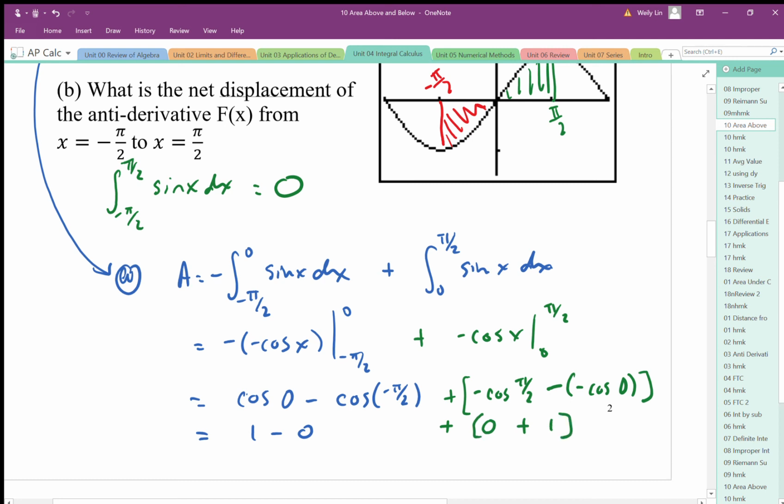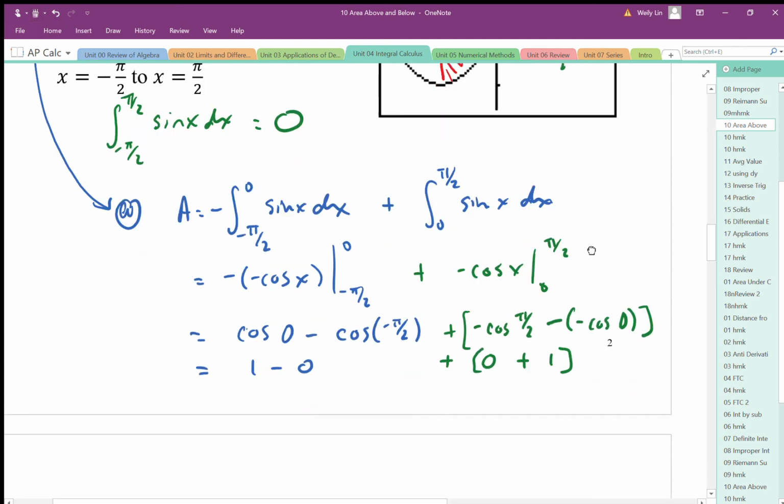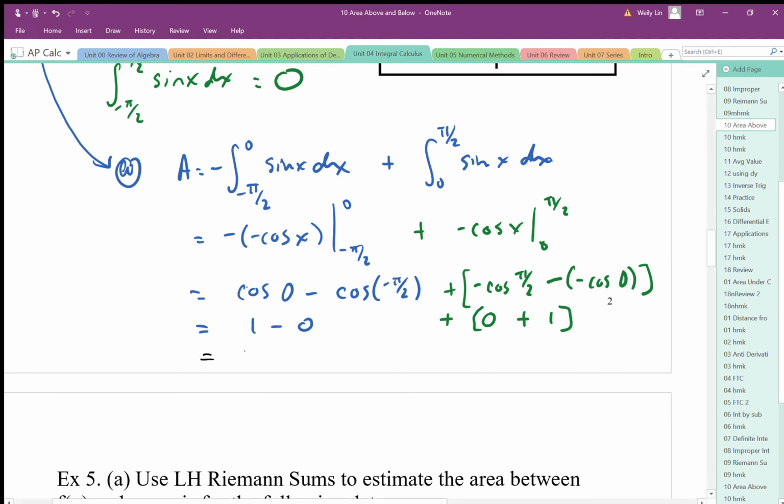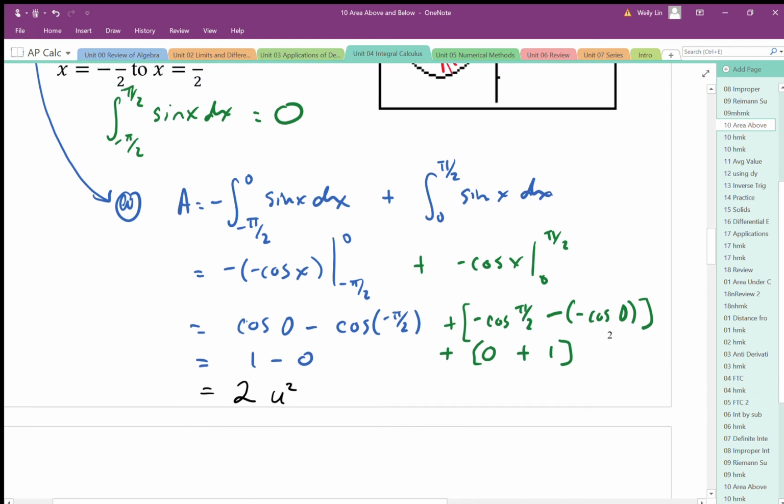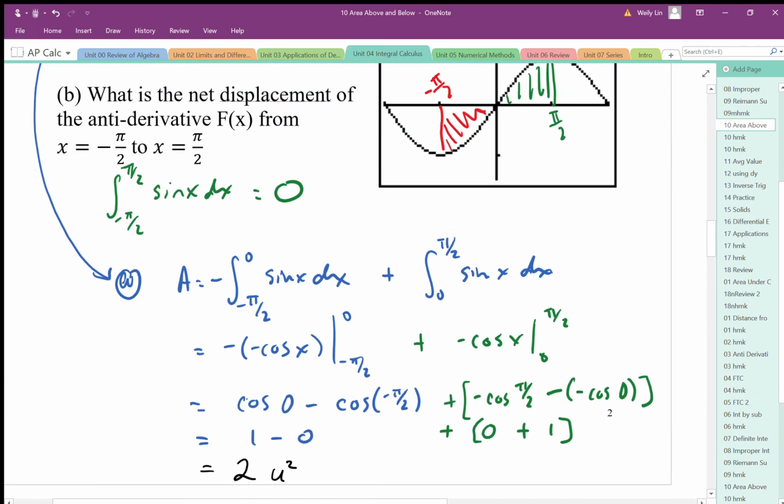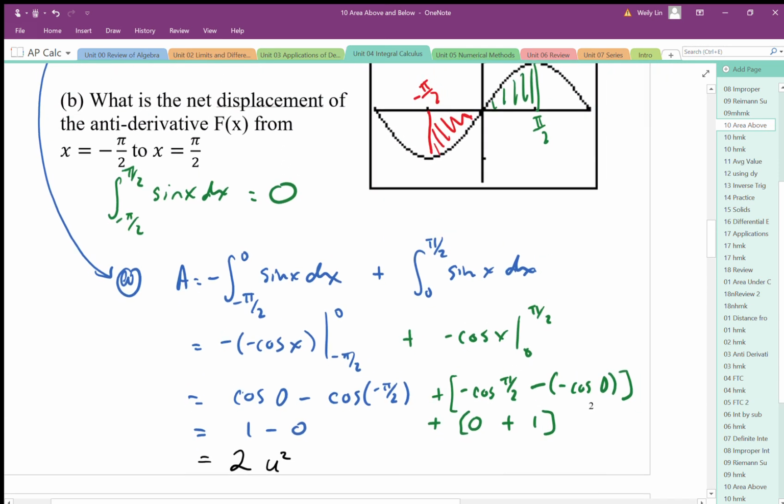So the area here is 1, the area here is 1, so the net area is going to be equal to 2. So the area equals 2 units squared. That will give us the area between the x-axis and the curve, not the displacement. If we talk about displacement, we're talking about a 0 displacement because the area above and below cancel each other out.